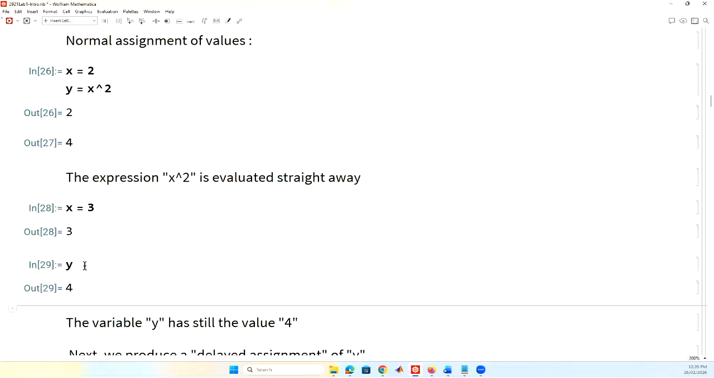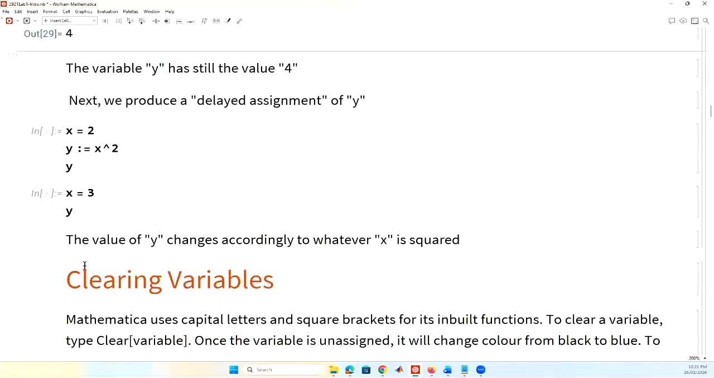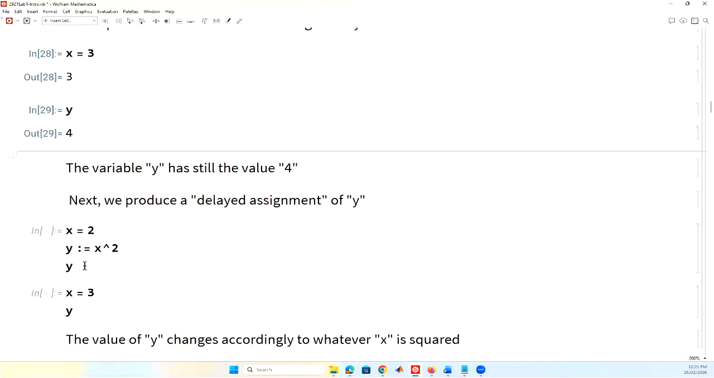The understanding of when things happen is a recurring issue with code. Does anyone know C? More than I expected. So this is the difference between a variable and a pointer, right? That is what you're seeing here in Mathematica terms. And understanding that difference when I learned C for the first time almost killed me. Okay, so y still has the value 4. Changing x didn't change y. There was no flow-on effect.